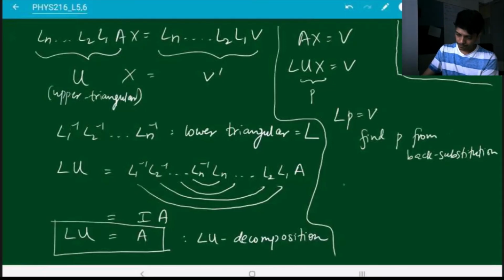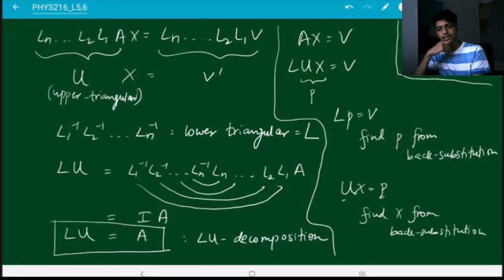But I know that P was just UX. So I know U, I know P. So now I can find X from back substitution. So this is a common method of solving multiple linear algebraic equations simultaneously using linear algebra.